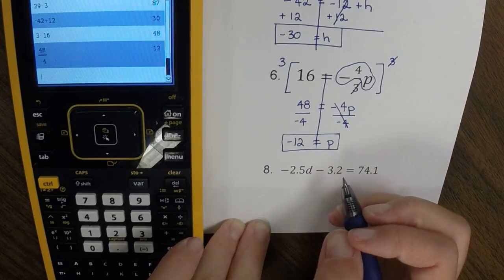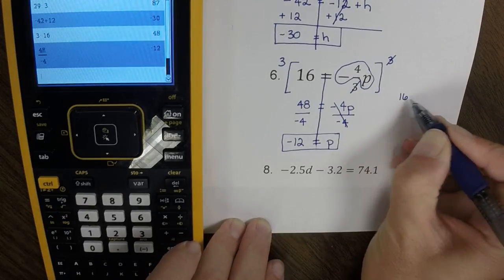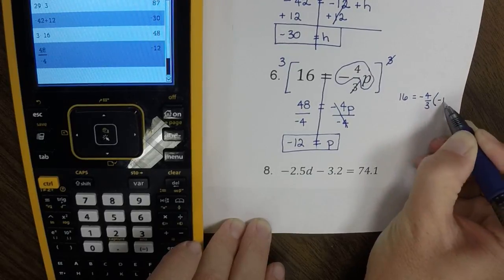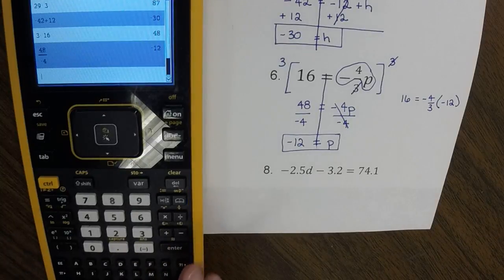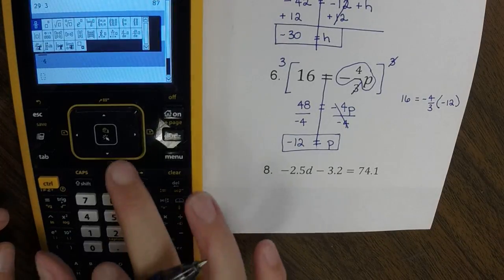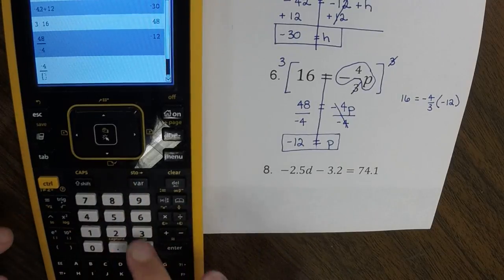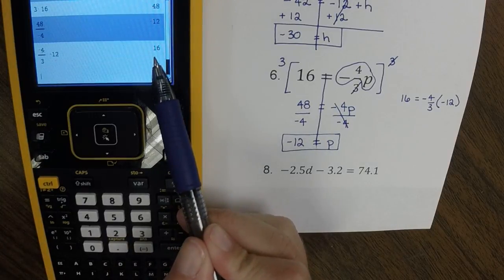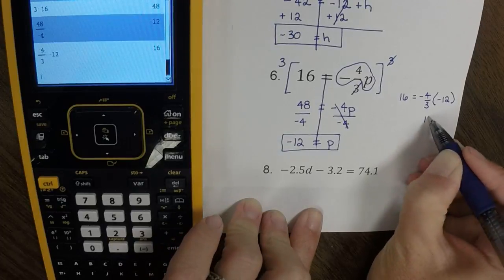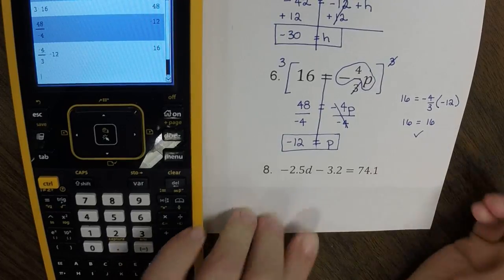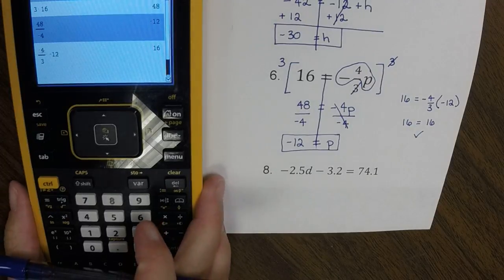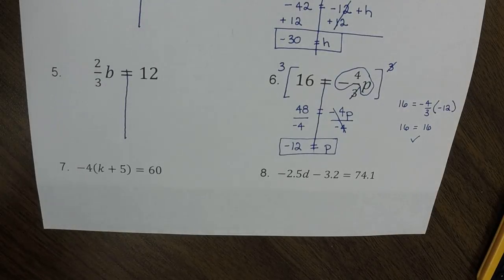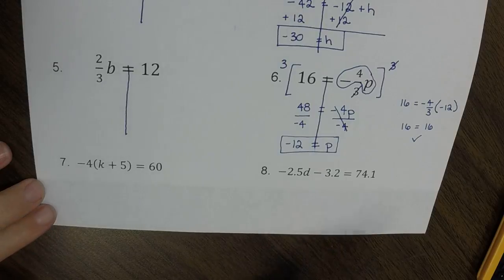And again, don't forget, you can always check your answer. This is 16, and then it was -4/3 times whatever p is. So if I type that in, funky button, fraction, -4/3, and then I do times -12, notice I get 16, which is what I wanted to get. So I have 16 equals 16. So I know that's the right answer. In other words, there's no reason for you to miss a problem on these worksheets because you can actually check every answer.